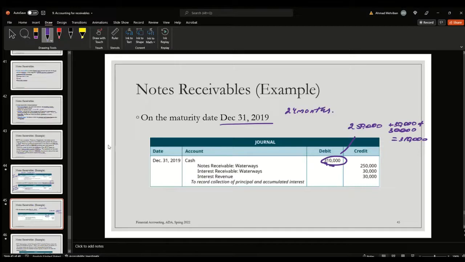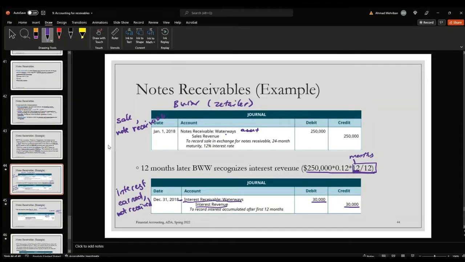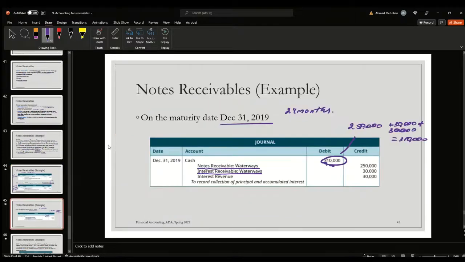On the credit side, notes receivable will be credited because there is no more notes receivable after you receive the cash. And we have to recognize the second part of the interest receivable. It was recognized 12 months later, so in December 2018 they recognized the first 30,000, and this is the second 30,000.